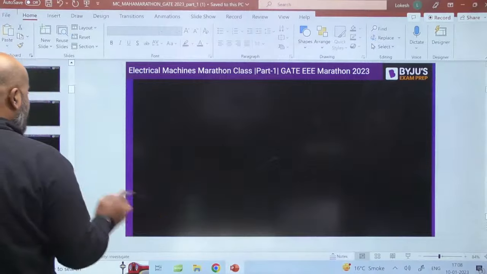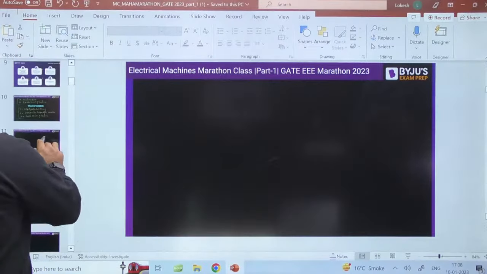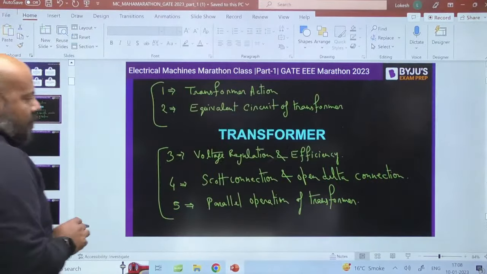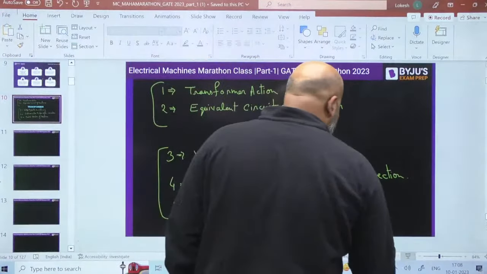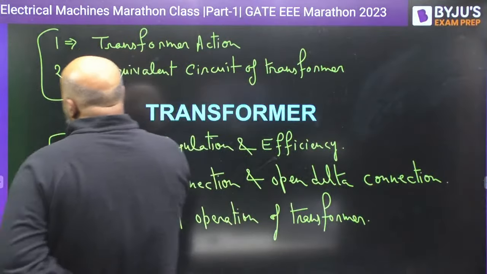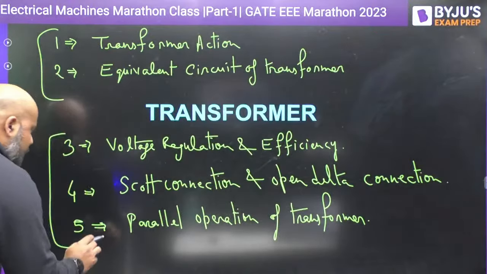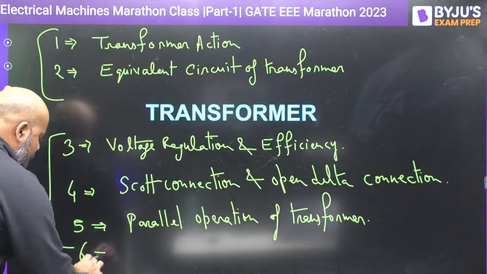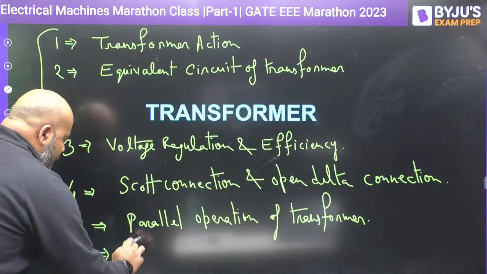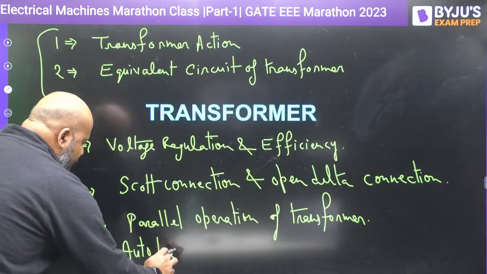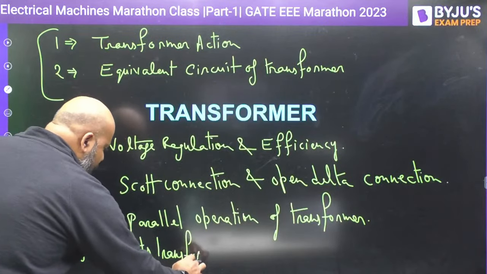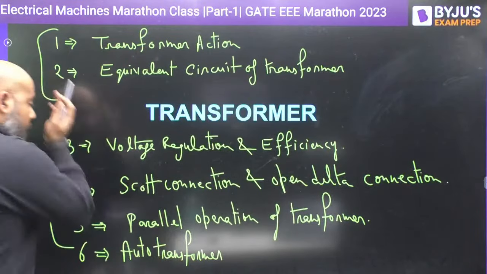That is sufficient, I think. One more point I want to add here, that is auto transformer. You may get a question. Just add auto transformer also. That is also important for this year, I hope. Okay.